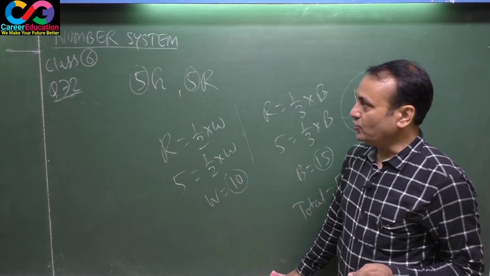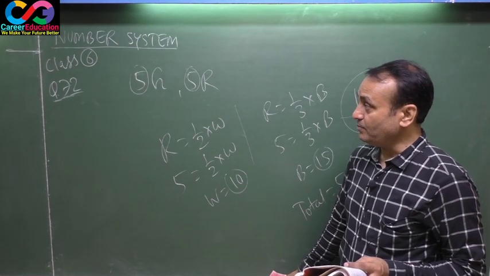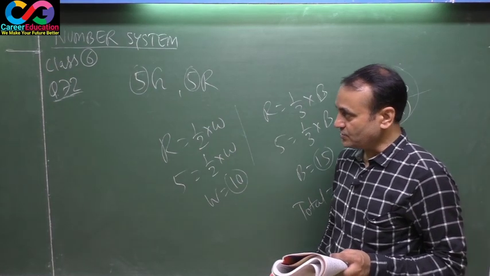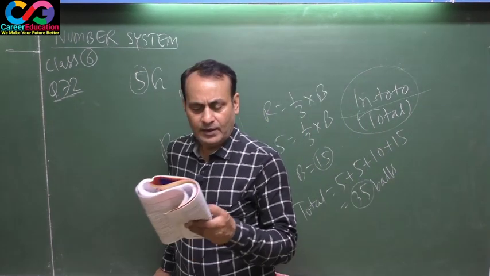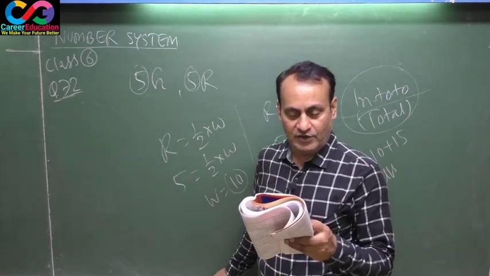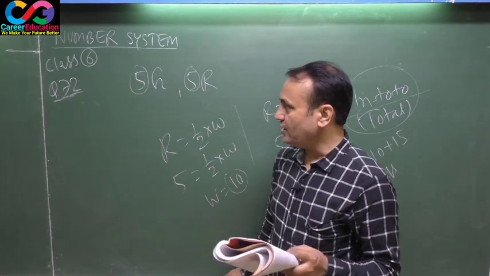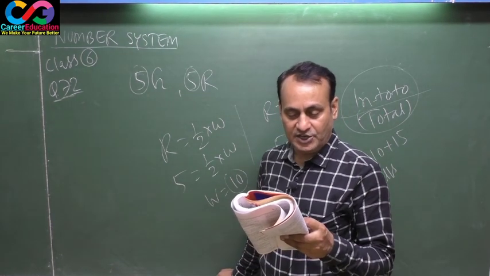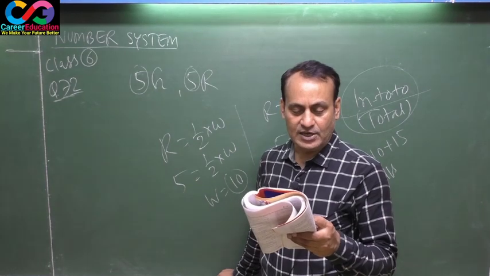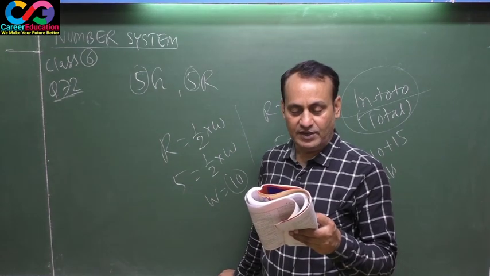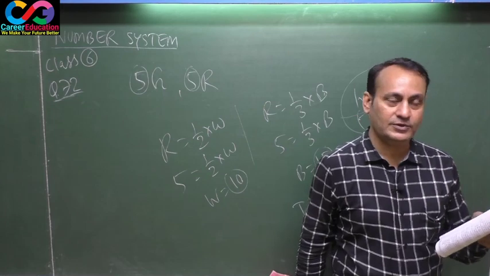Thus we conclude class 6 number system up to question number 72. Then question number 73 will be started in the next class. You must remember, up to question number 72 has been dealt with here, and in the next class question number 73 will be started. Okay, thank you.